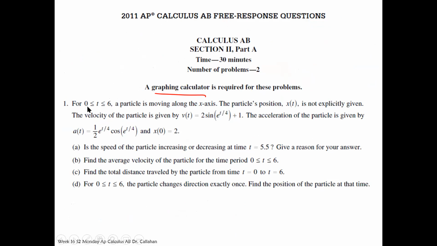From t equals 0 to 6, a particle is moving along the x-axis, and the particle's position x of t is not explicitly given. The velocity for the particle is given by v of t equals 2 sine of e to the t over 4, plus 1. The acceleration is given as a of t equals 1/2 e to the t over 4 cosine of e to the t over 4, and x of 0 equals 2. So you're given 2 points, x equals 0, y equals 2. So A is the first part.